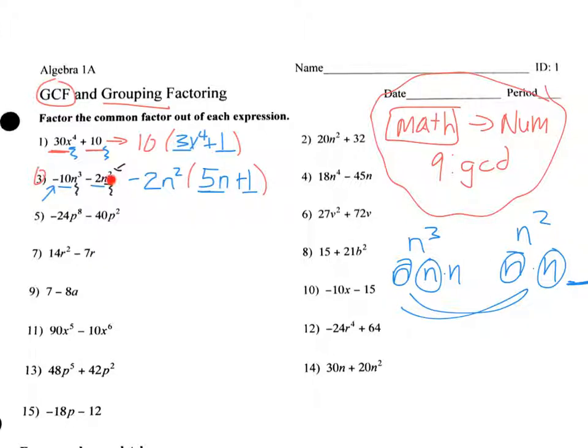I had n to the second here. I took both n's out, so there are no n's left here, and that's a factor. So that's how GCF works. Now we're going to tie that into grouping.